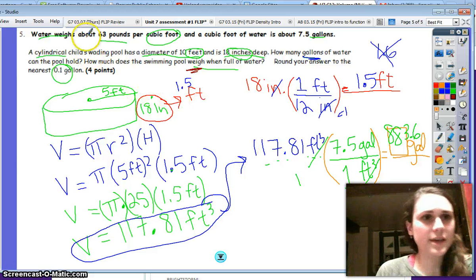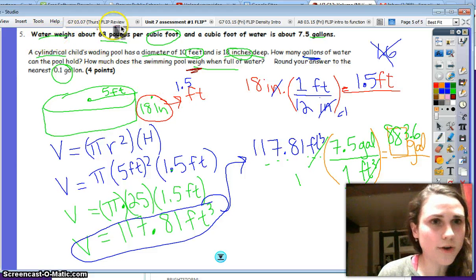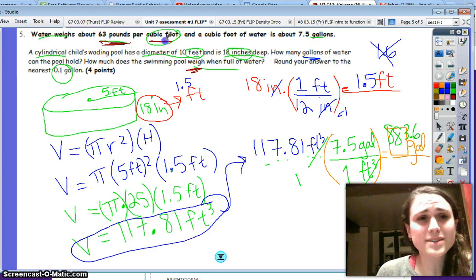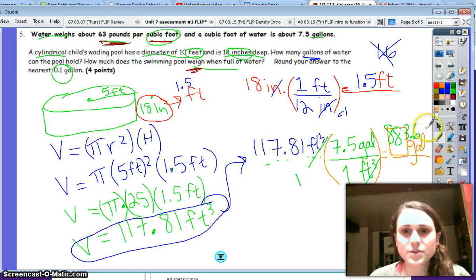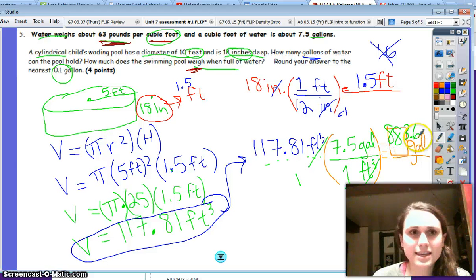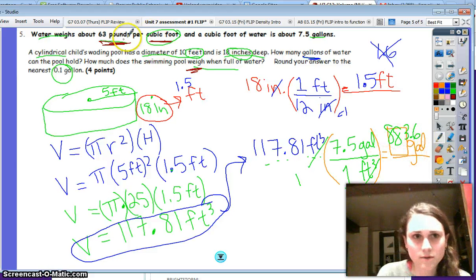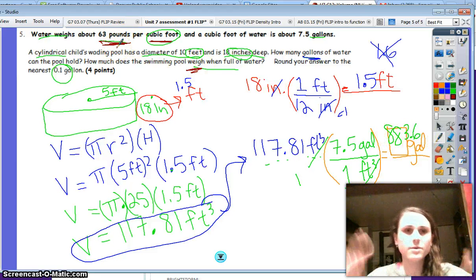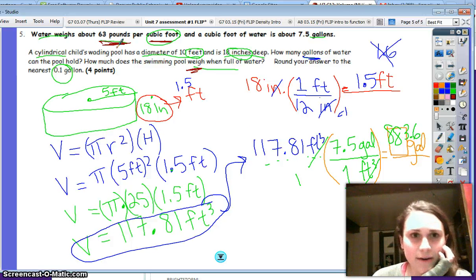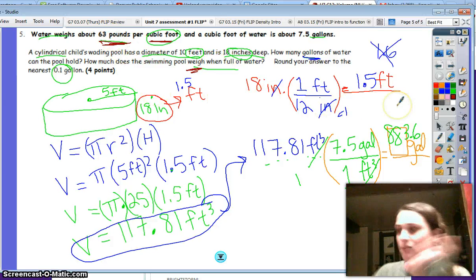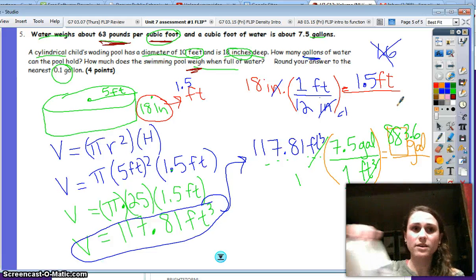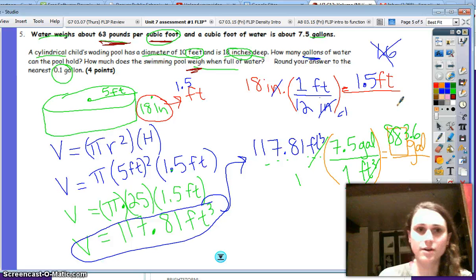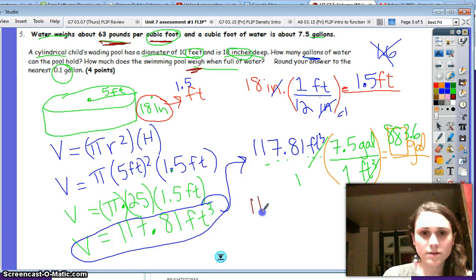So I'm going back here and I'm noticing that this problem is telling me that water weighs 63 pounds per cubic foot. Now what a lot of you did on the assessment, and this is such a good mistake, is you took your gallon amount and converted from gallons to pounds. You went, oh, 883.6 times 63 equals whatever amount of pounds. However, you don't have a gallon of water weighing 63 pounds. You have a cubic foot of water weighing 63 pounds. So we need to go back to using our cubic foot measurement.